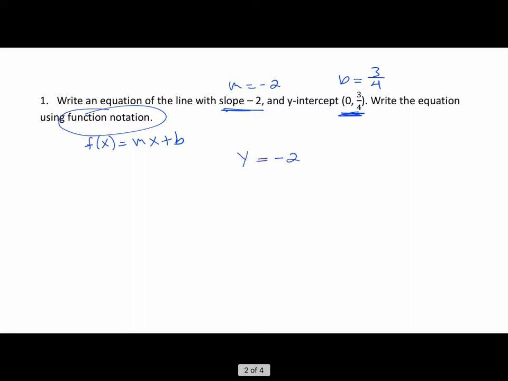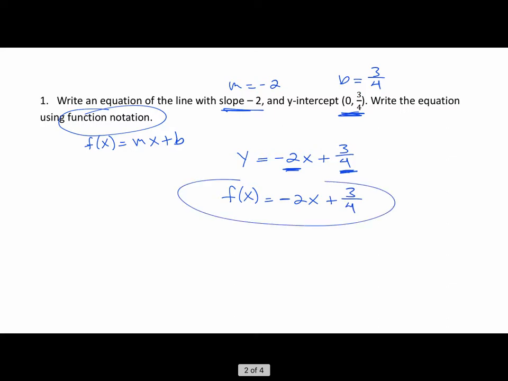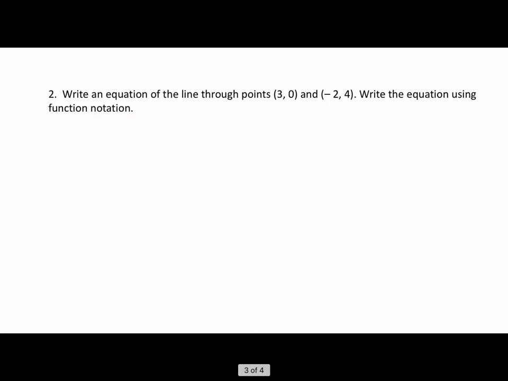We know the slope is -2, and we know that the y-intercept is 3/4, so we put those into the equation. And then we just need to change y to f of x because this is a function. It's a negative sloping line. And so that's going to be our equation of a line in function notation. They're not all going to be that easy, of course. So number 2, write an equation of a line through these 2 points and write it using function notation. So again, we're going to be looking for that function notation as our final answer.